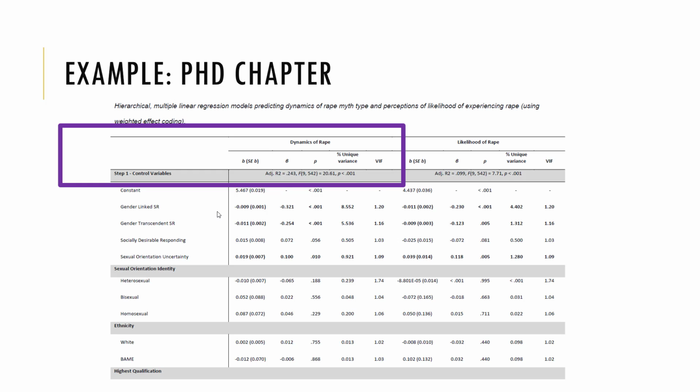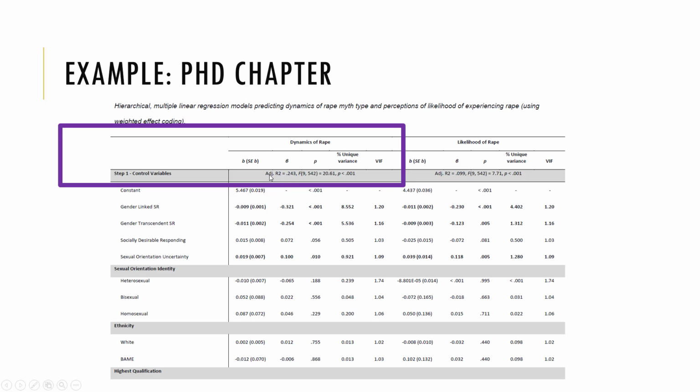So when I consider things like gender-linked and gender-transcendent social roles, socially desirable responding, sexual orientation uncertainty, I've got a variable of sexual orientation identity. Now I've done dummy coding here, or actually I did weighted effect coding. I'll talk about that later. But I had to handle that in a special way because I've got 3 categories. I couldn't just plop that into the regression, it wouldn't work. I've also got information on ethnic background and highest qualification and so on.